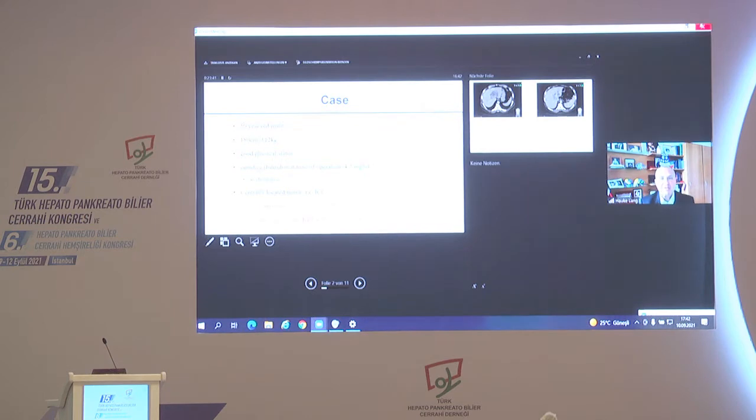You see here the history of the patient. It was a 50-year-old man, a huge and tall man, 180 centimeters and 112 kilograms. He was in very good physical condition. He was a little bit jaundiced. Bilirubin was 4.2, but he had no cholangitis. And the tumor was located centrally in the liver.